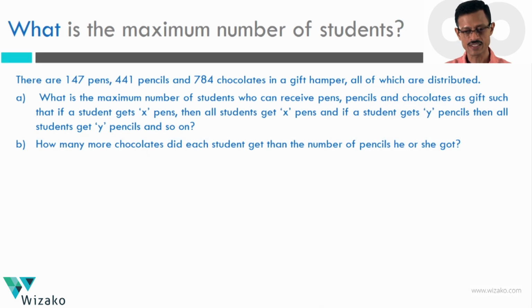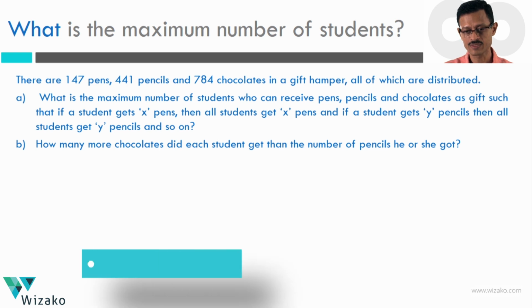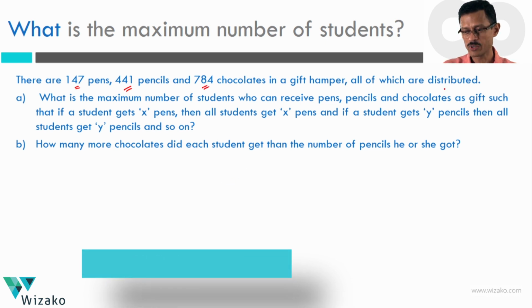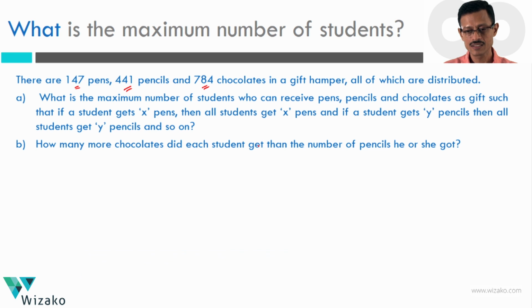This one is another interesting question. We have another gift hamper. Last time Santa gave us gifts. This time there is a gift hamper. It's got 147 pens, 441 pencils, and 784 chocolates, all of which are distributed. So nothing is kept back.